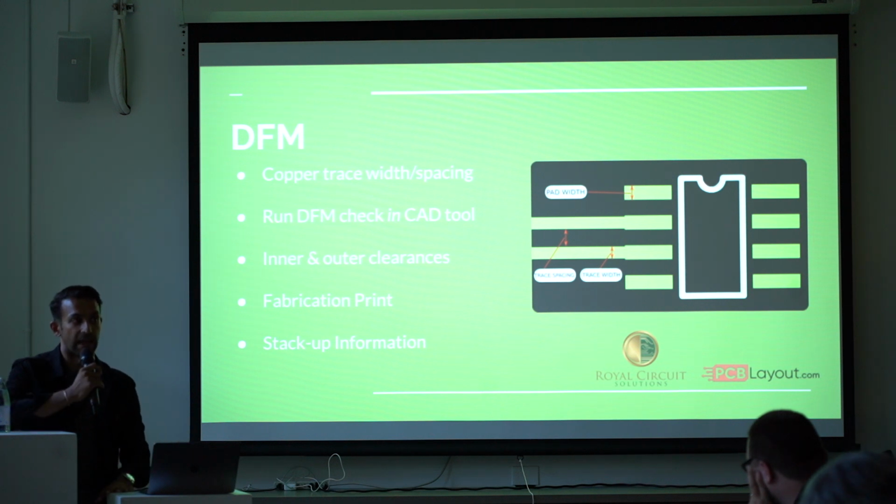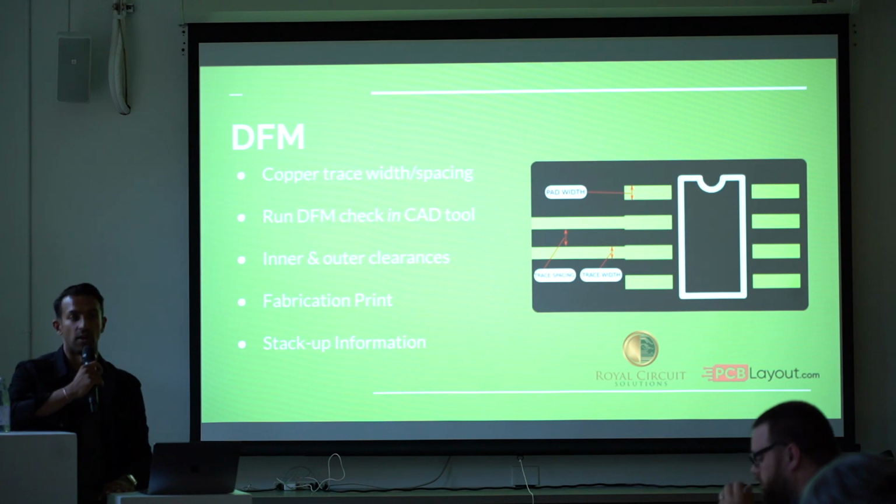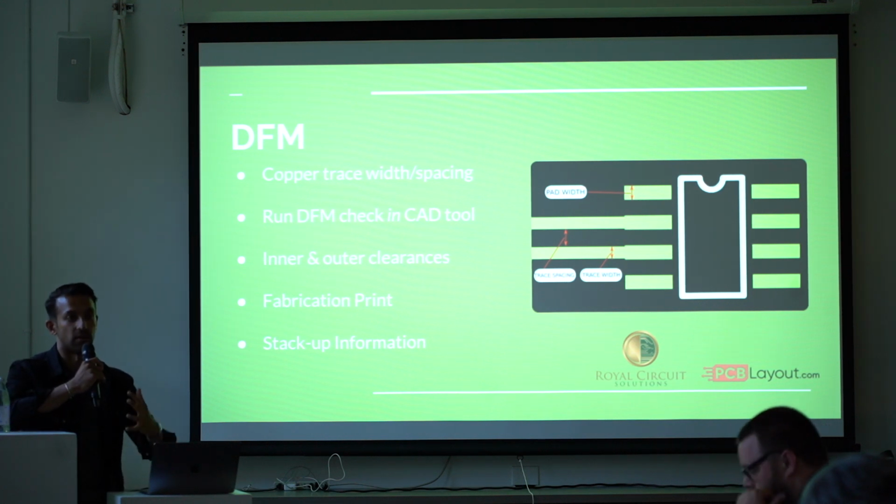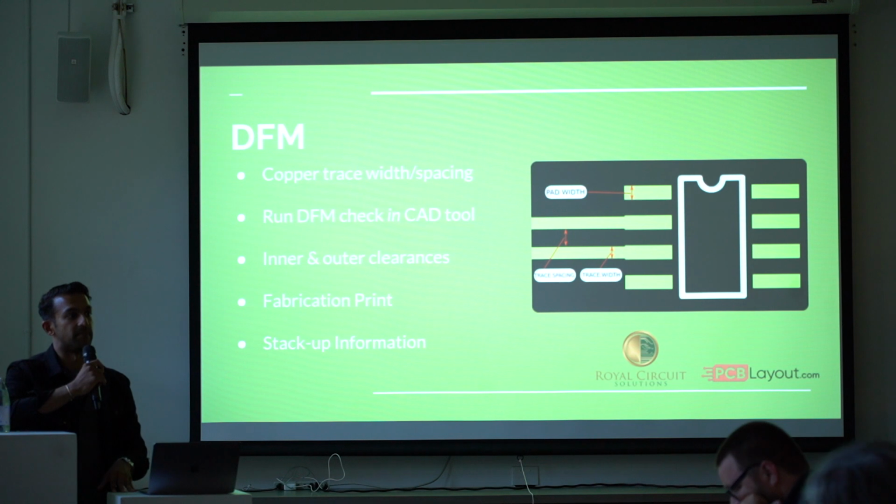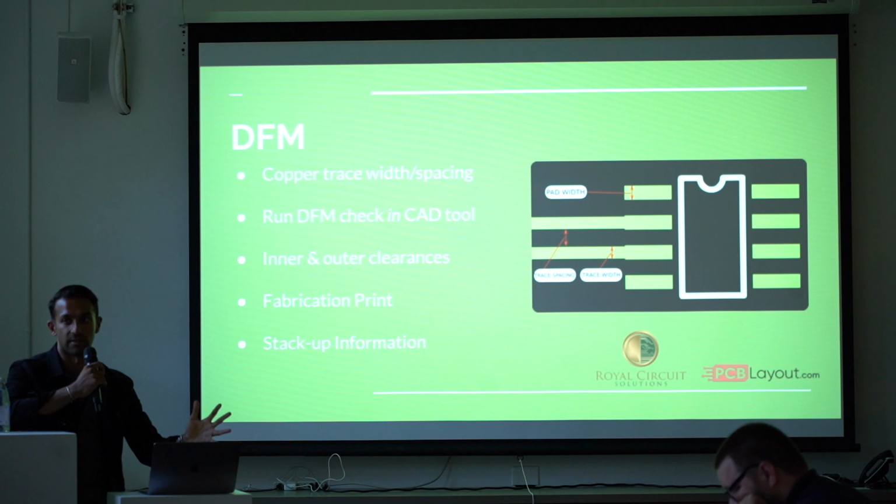Running DFM checks in the CAD tool, many fab shops have this, and you guys should really take advantage of it in Altium or EAGLE or Cadence or KiCad or whatever. Downloading the spec, or at least just going on the site and manually entering them and running a DFM check in your tool will at the very least get you within the manufacturer's allowable tolerances. That covers clearances, board edge clearance, whether you have some sort of different plating requirement, fab print, and then stack up.